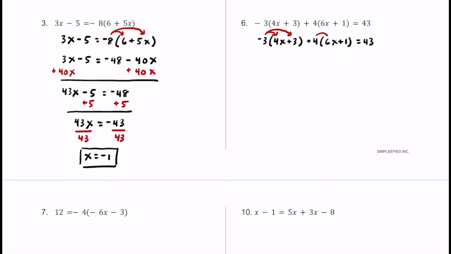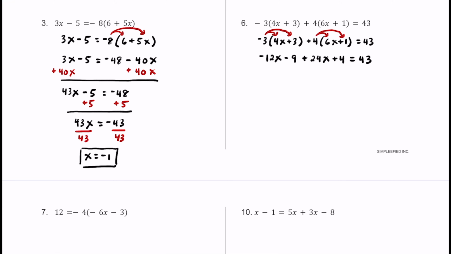And we're also going to have to distribute this 4 to both of the terms in this parentheses, right? So negative 3 times 4x, that's going to equal negative 12x. And then negative 3 times positive 3, that's going to equal negative 9. So we'll write minus 9. Then this 4 times 6x, that's going to be a positive 24x. And then 4 times this 1 is going to be a positive 4. So distributing on the left side, that's what we're going to get.